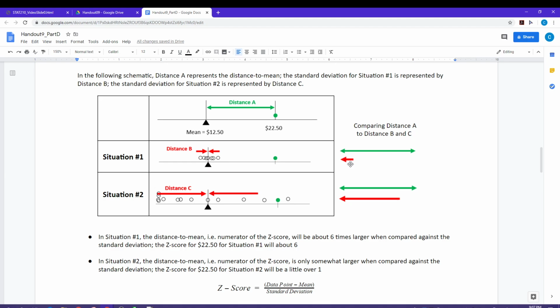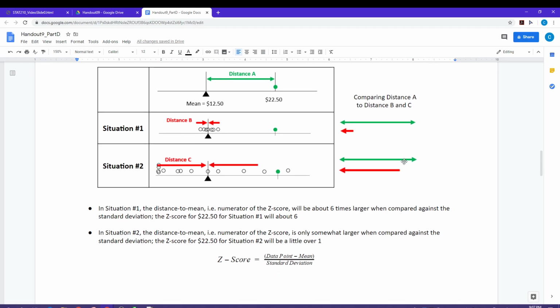That's what the z-score was measuring. Here it looks like the distance away from the mean is just a little bit larger, maybe 1.1 or 1.2 times larger than the red. The green arrow is about 1.1 or 1.2 times larger than the red arrow. And that is exactly what the z-score is measuring. It's looking at the distance from the mean for that observation relative to the standard deviations.